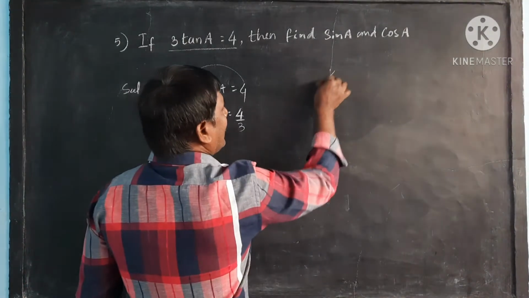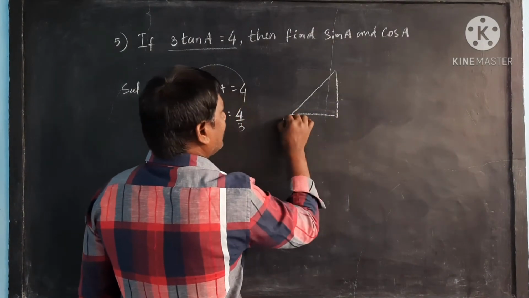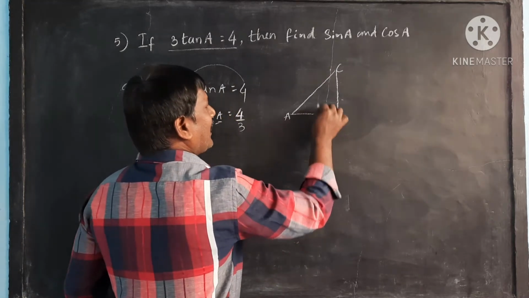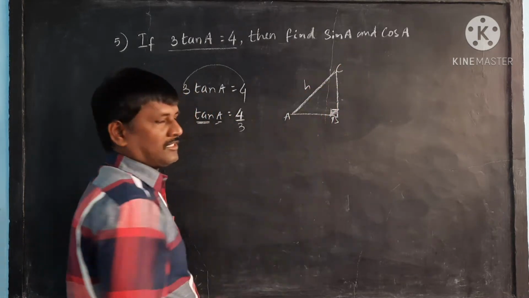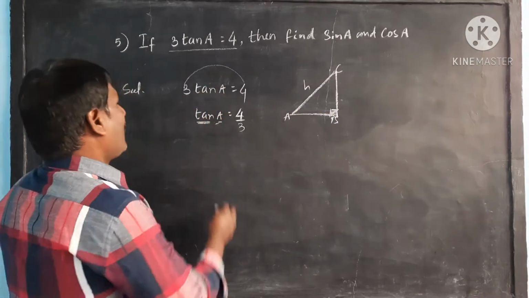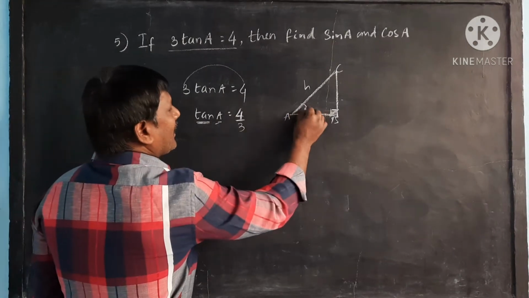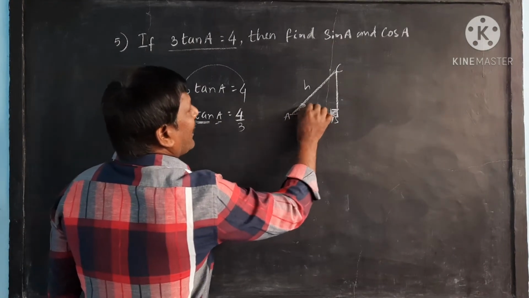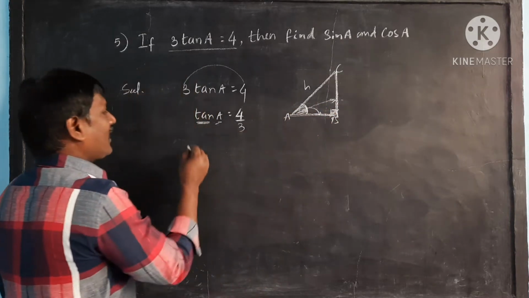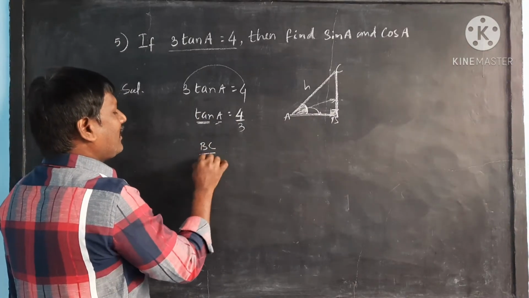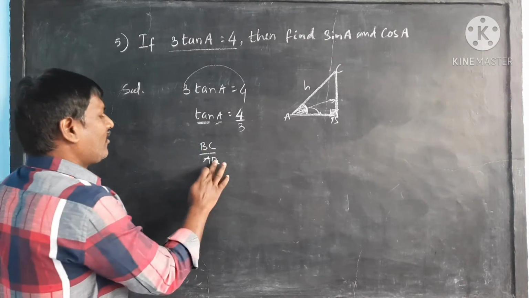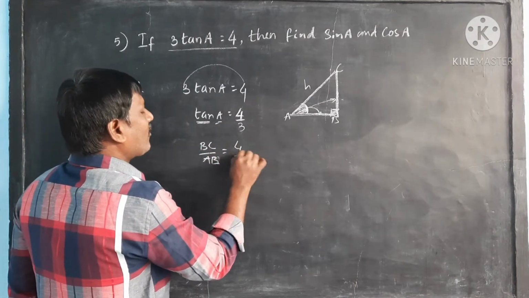So we need to draw a right angle triangle ABC, in which angle B is right angle. If angle B is right angle, then the opposite side AC will be hypotenuse. Now AB and BC will be perpendicular sides. Now we can write tan A means opposite to angle A is BC and adjacent to angle A is AB. Then we can write tan A means BC by AB. This is because opposite side to A by adjacent side to A is equal to 4 by 3.